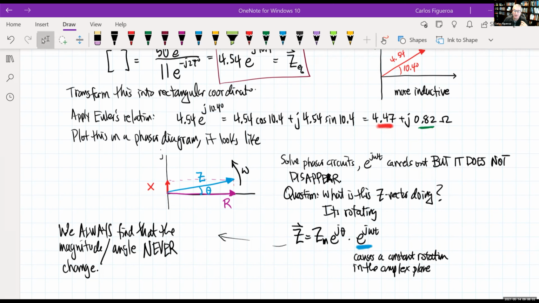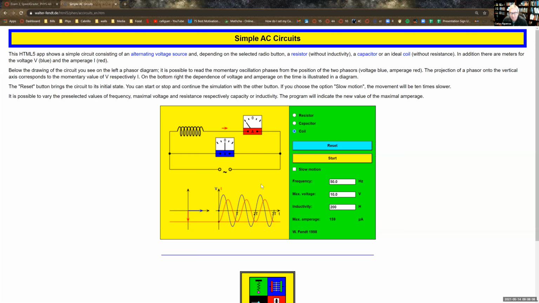So if I go do a new share here, I have this very, very good applet from Fent, and it's a simple AC circuit. Look at the phase diagram right here. You can see the blue here is the voltage. Here's the current. What I'm treating this as is not voltage and current, but that's what we ultimately are going to be calculating. Imagine that there's a vector summation between the blue and the red. So you could see that this vector is going to be pointed somewhere between these two.